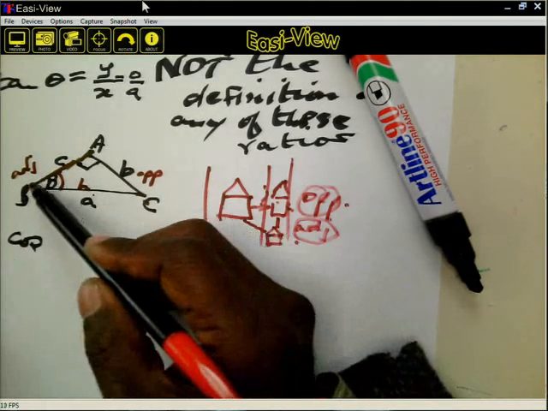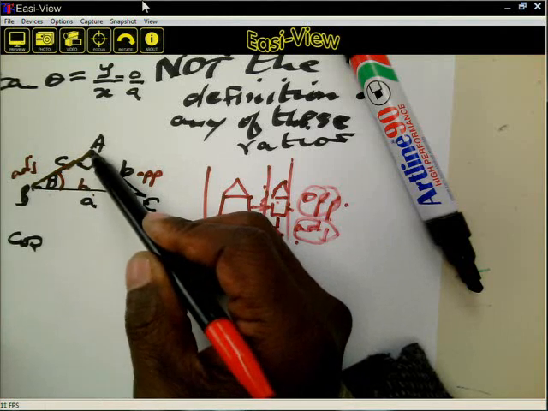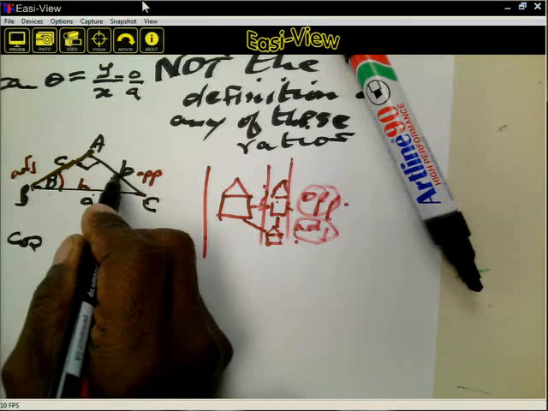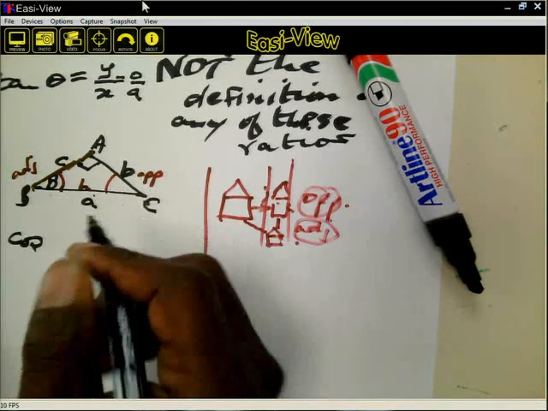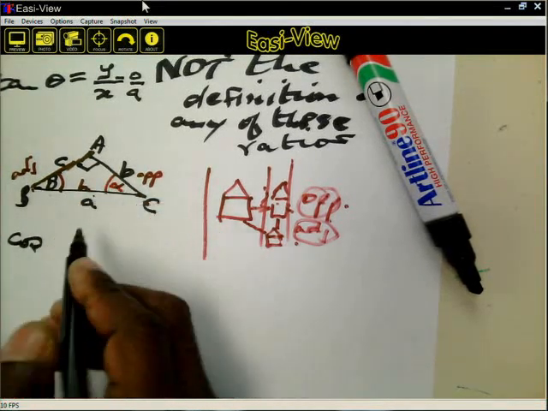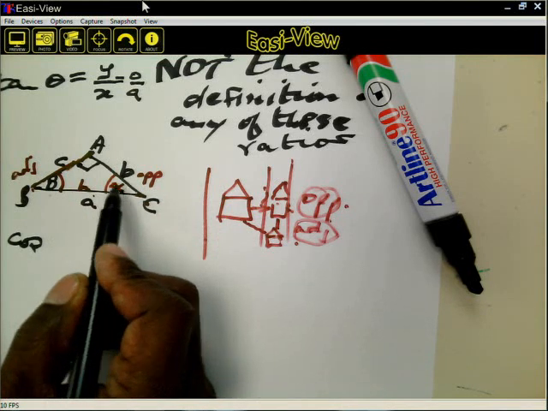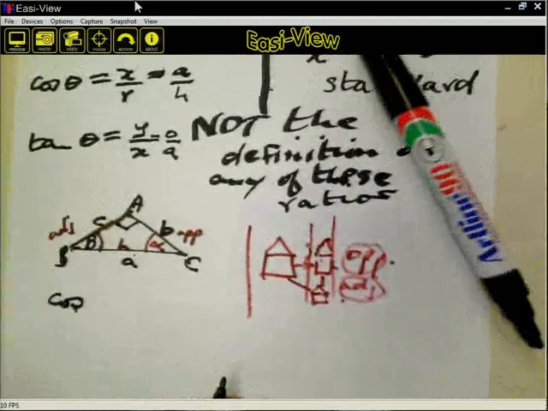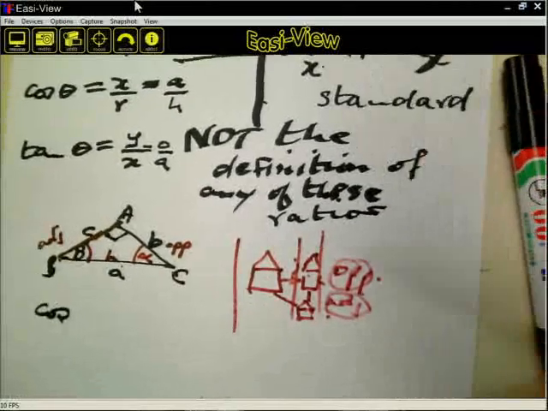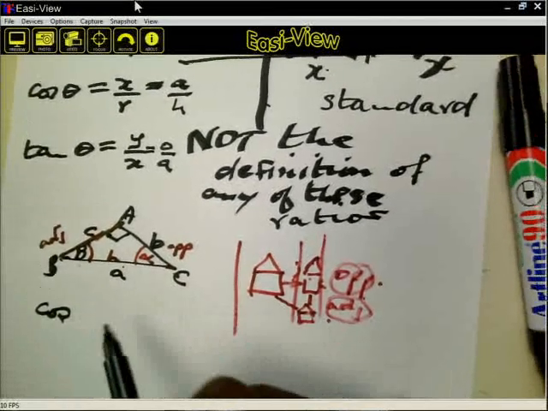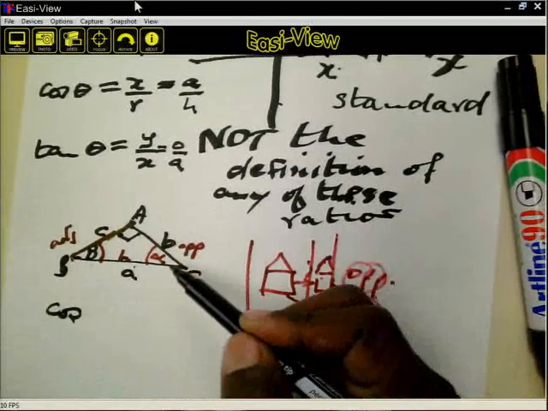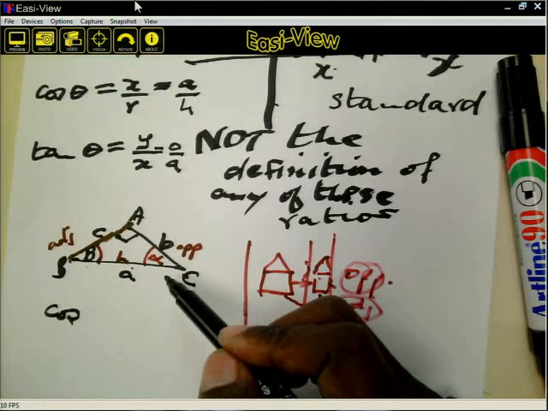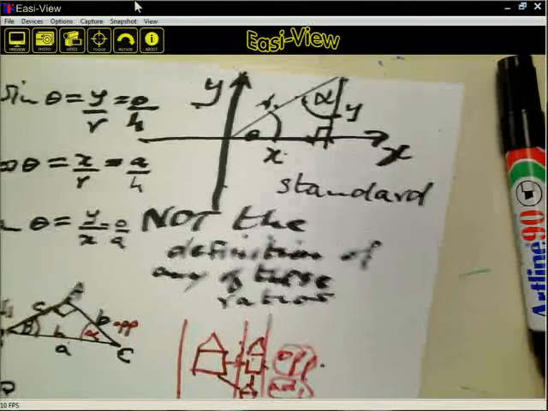Like I've just said, AB is adjacent. Adjacent to what? To the angle B. But what is it with reference to angle C, or let's call it angle alpha? With reference to angle alpha, you will see it is opposite. So we need to do that. When we say adjacent, it is actually the angle adjacent to the angle we are talking about. When we say opposite, it is opposite to the angle we are talking about. So be careful about that.